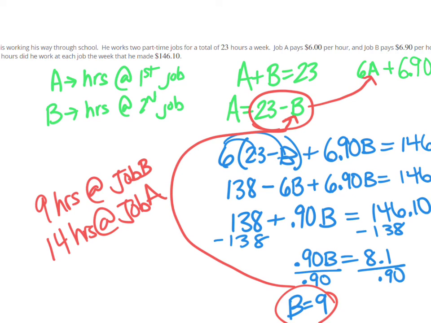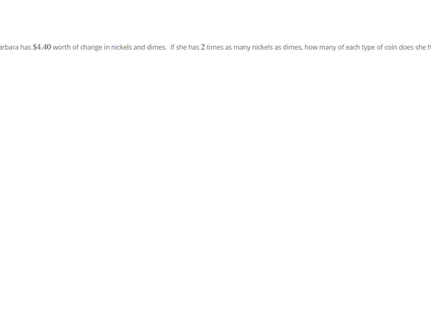Whew, I got one more. Are you still with me? Okay, here it is. This is a working with coins type of problem. So you have $4.40 worth of change in nickels and in dimes. All right, we have 2 times as many nickels as we do dimes. How many of each type do we have?